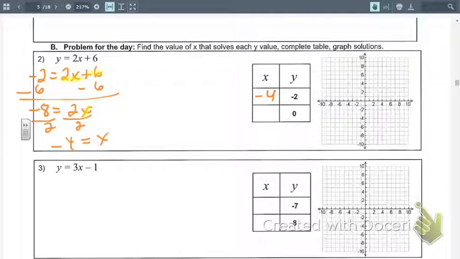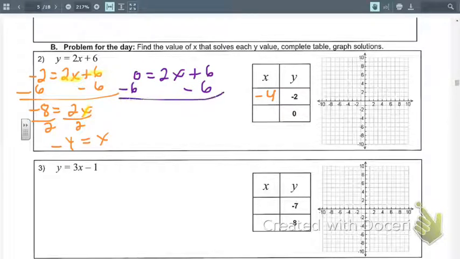Now plug in 0 for y. So 0 equals 2x plus 6. Again, we cannot distribute and cannot combine like terms. 2x and 6 are not like terms. So we're going to subtract 6 from both sides, get the 2x by itself. And then we're going to divide both sides by 2. So negative 3 equals x.